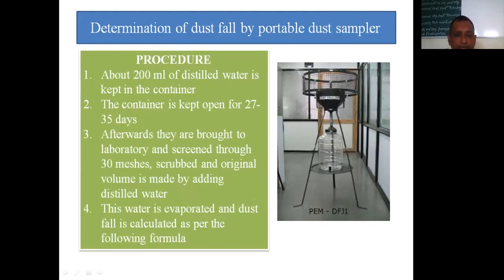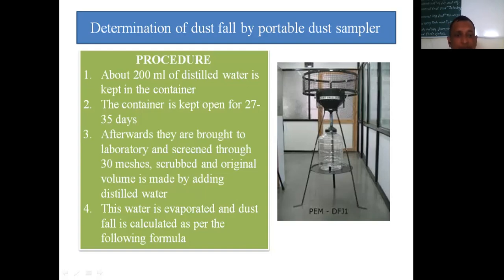Now let us look at the procedure for this. What is the procedure? First of all, keep all these equipments or the portable dust sampler on the rooftop in the conditions which are given in the earlier slide. Now, what is the procedure? Here we have to fill 200 ml of the distilled water in this container for the trapping of this dust. This container is to be kept open for 27 to 35 days.